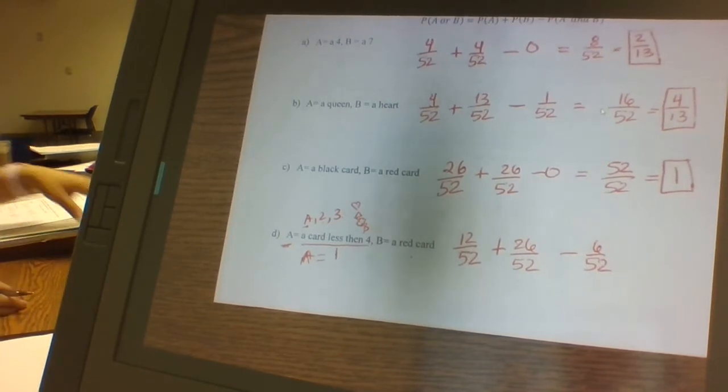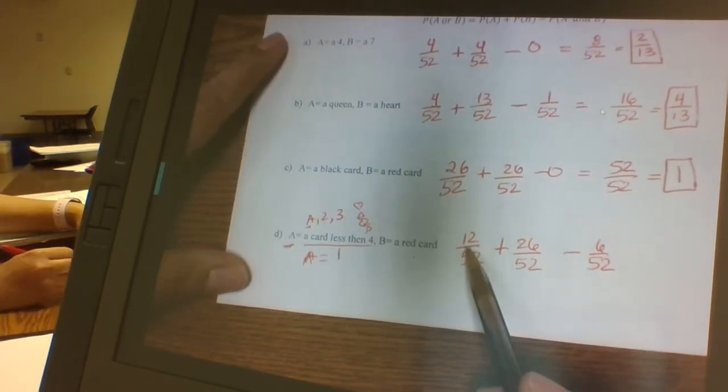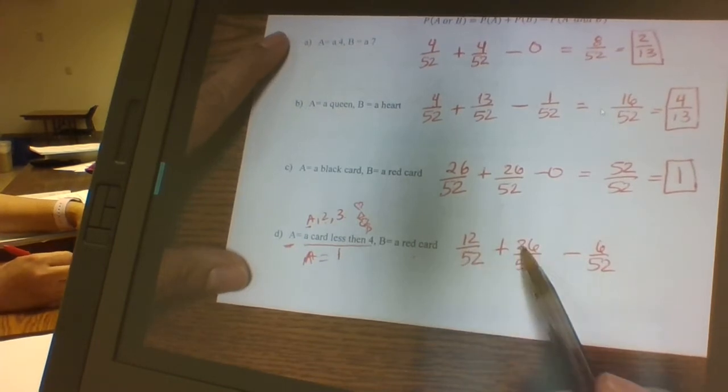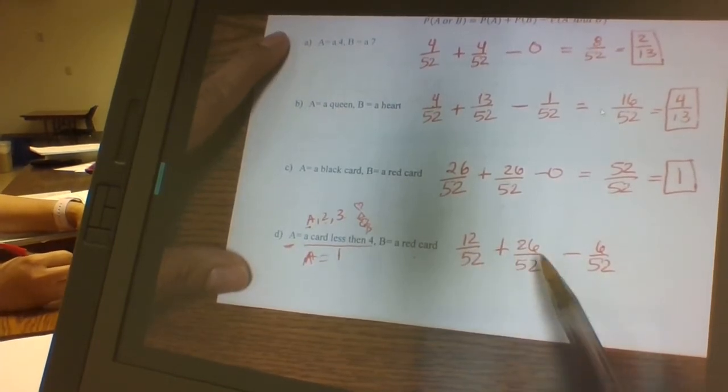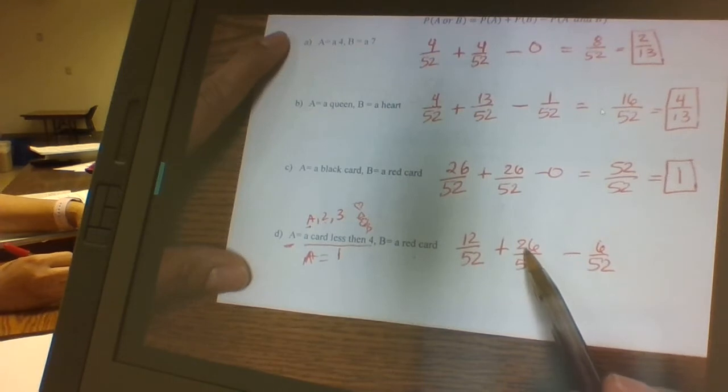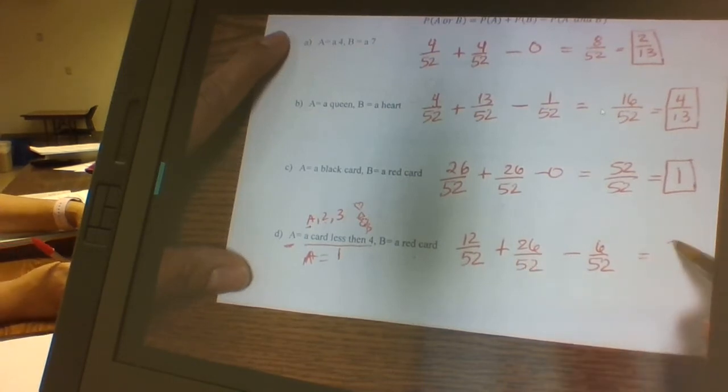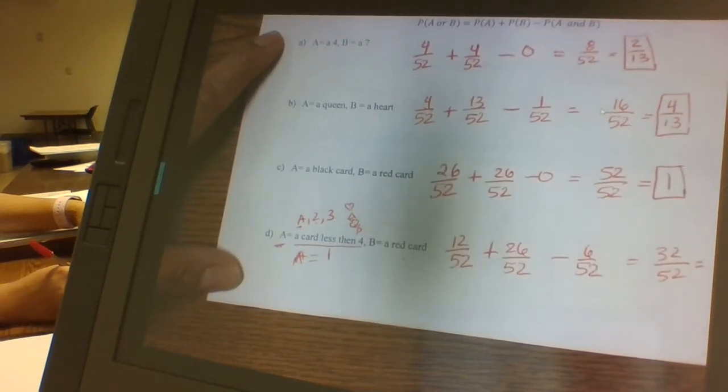So what is 12 plus 26? It's gonna be 32 over 52. Okay, 32 over 52, which reduces to 8 over 13.